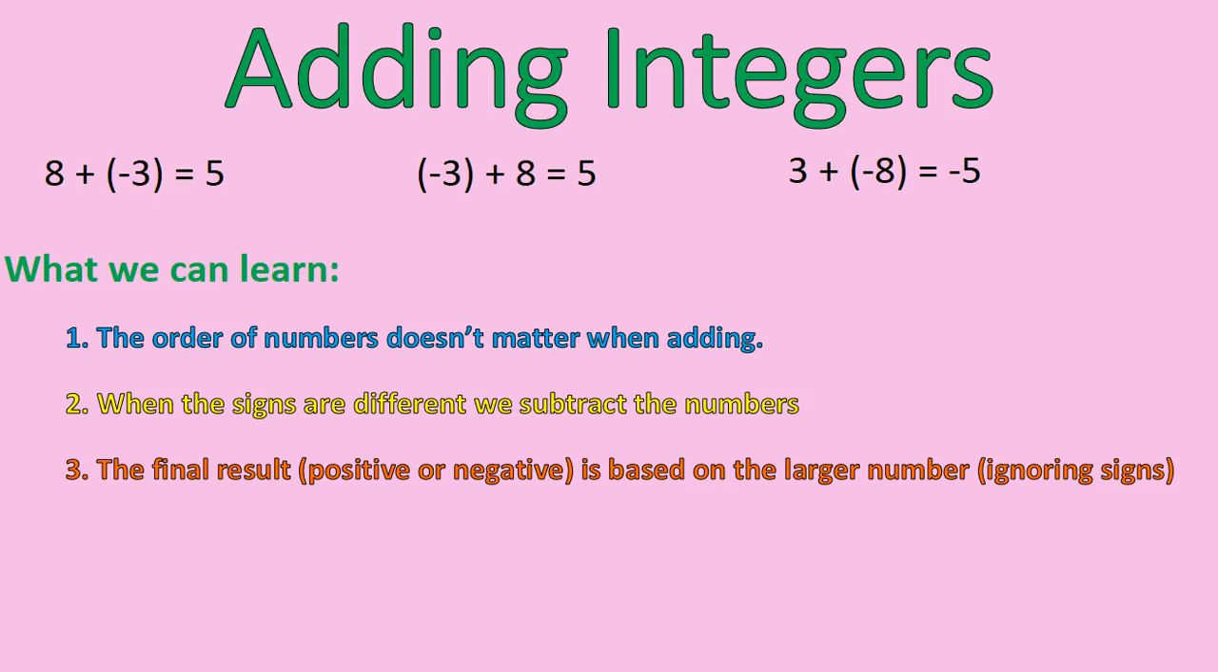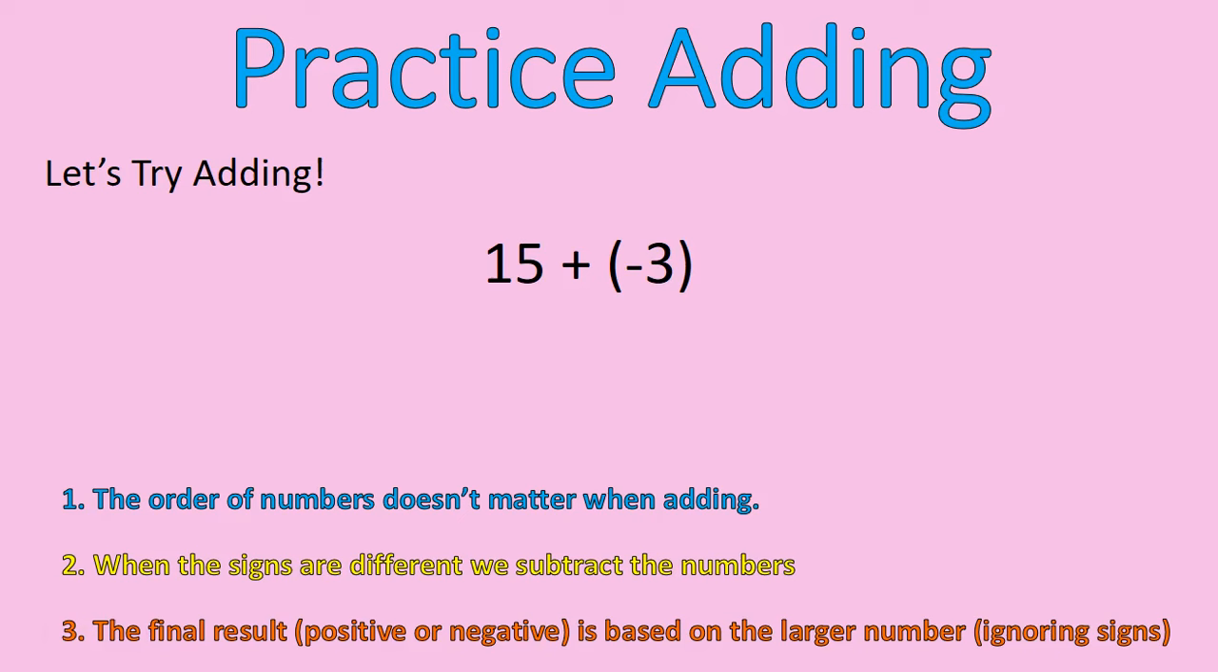And the other thing we learned, number 3: when the signs are different, we actually subtract to get the number. All right? So 8 minus 3 is 5. In all cases, the signs are different, so we're going to subtract. So let's try some adding without using the number line and see what we can come up with. So I have 15 plus negative 3.